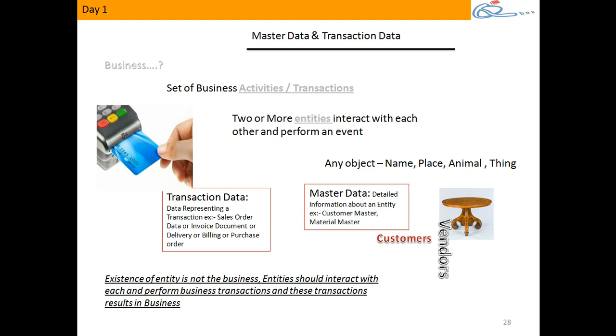Now let's come to master data and transaction database. Look at this. Detailed information about any entity is what we refer to as master database. Let's say I have an entity called customer. Detailed information about customer is customer master database. Let's say I have an entity like product. Detailed information about product is product master database. Let's say I've got an entity like country. Detailed information about country is my country master data. So detailed information about any entity which is involved in my business is what we refer to as master database. Then what is transaction database?